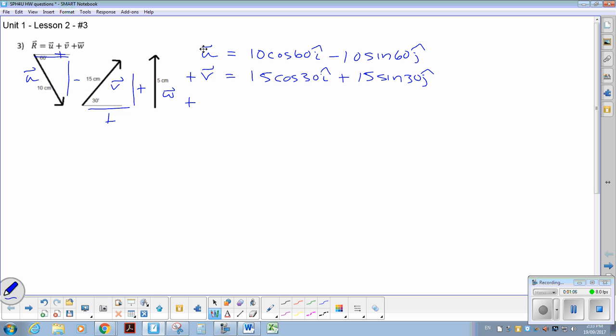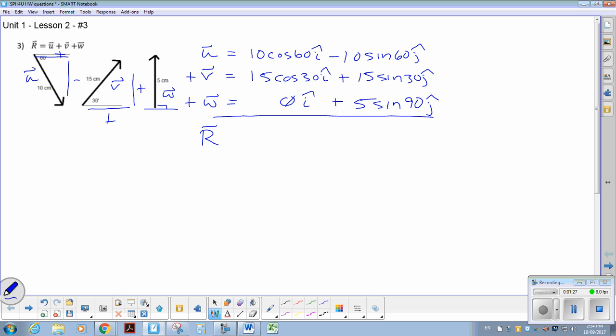And finally, our w vector has no x component, plus, and it's all j component. Now, if you're hung up on making sure you put your angles in there, it's always the angle with the x-axis, so you would have to use a 90. It's not necessary to write that in. Sine of 90 is just 1.